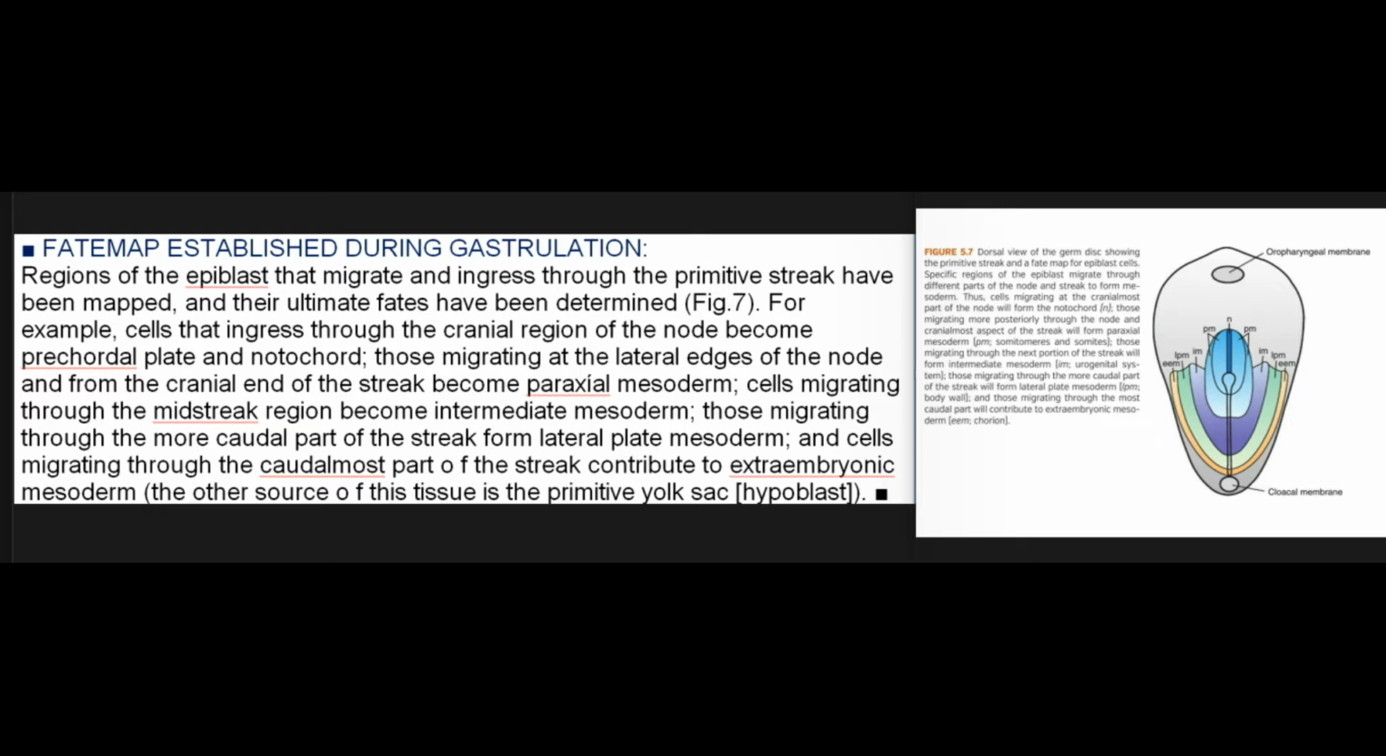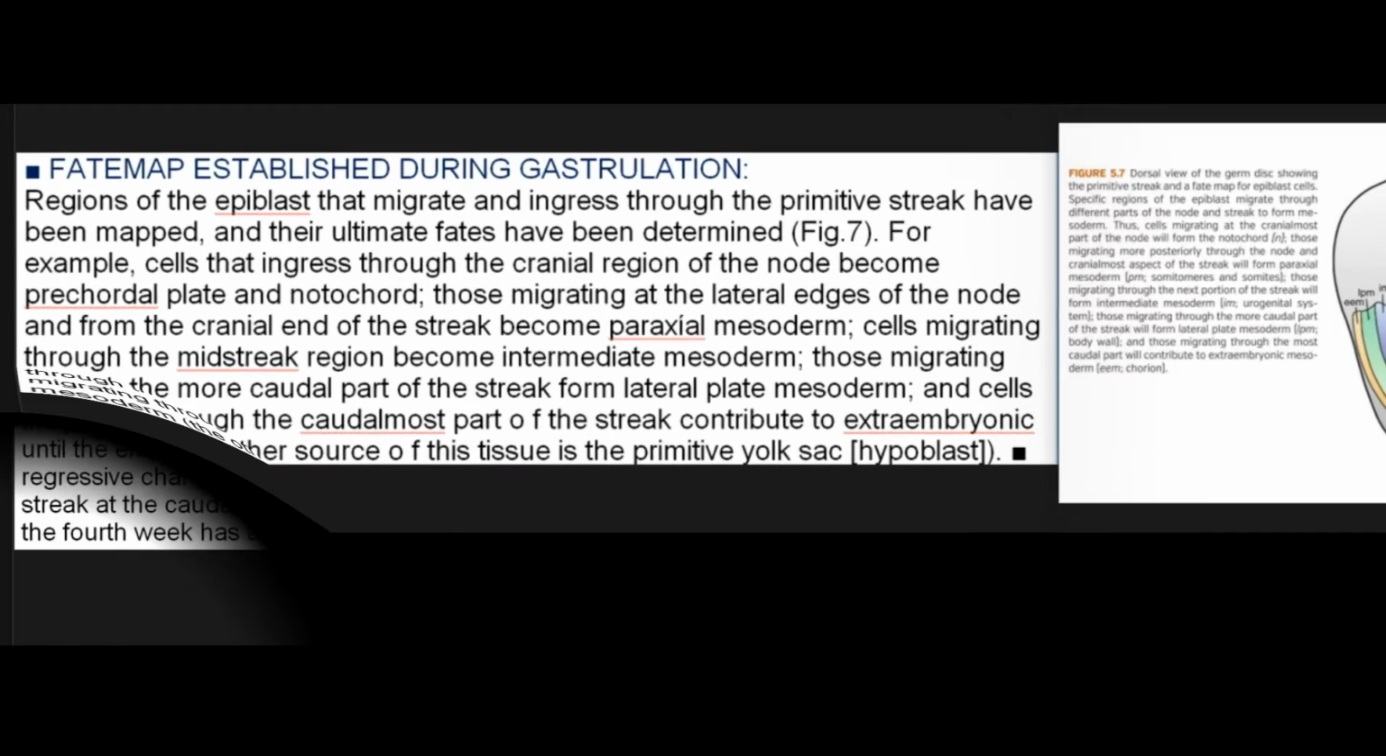cells migrating through the midstreak region become intermediate mesoderm, those migrating through the more caudal part of the streak form lateral plate mesoderm, and cells migrating through the caudalmost part of the streak contribute to extraembryonic mesoderm, the other source of this tissue being the primitive yolk sac hypoblast.